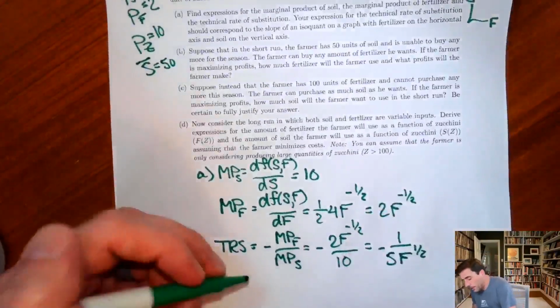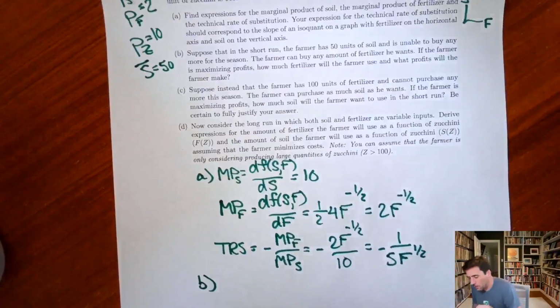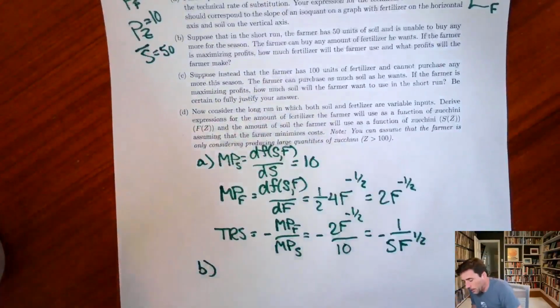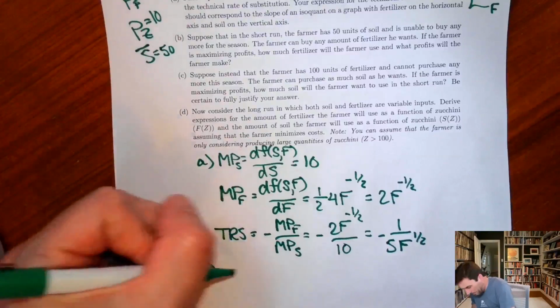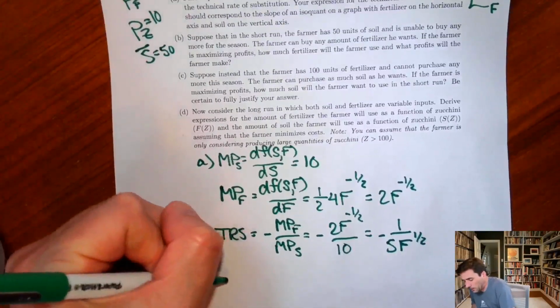Okay, so here we're in a short run situation because one of our inputs is fixed, the other is variable. Right? And so really we're just deciding, well, how much fertilizer should we use? Right?